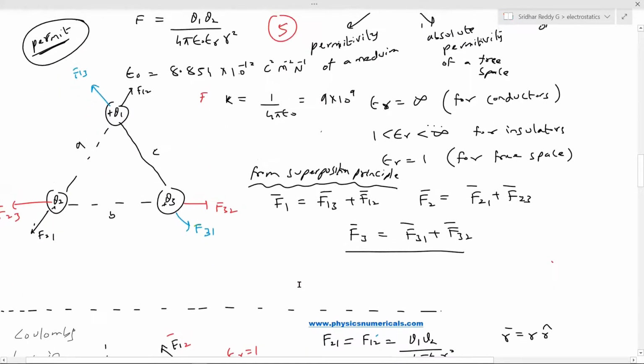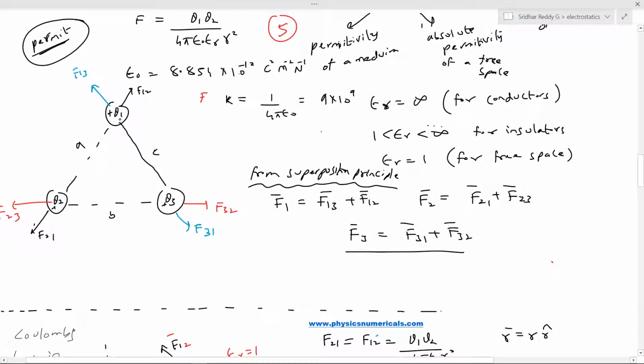Okay, next again. What happens if there are 3 point charges? I'll take 3 point charges and place them at the corners of a triangle ABC. Then charges 1 and 2 will interact. As they are like charges, the interaction force will be repulsive, F12 and F21. Are you noticing? F12 and F21.